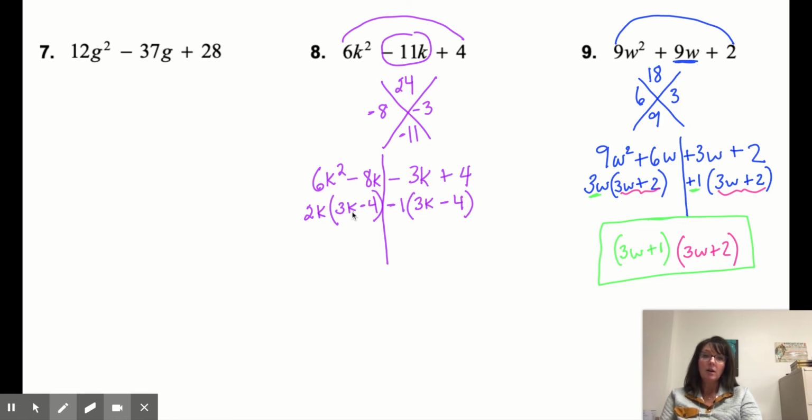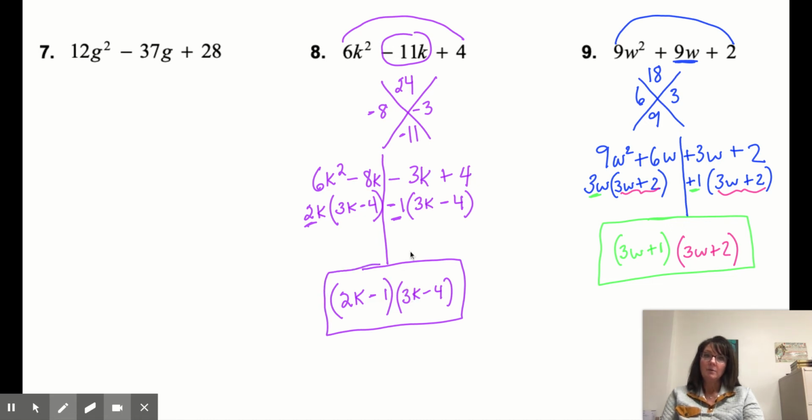All right, so now our common factor is the 3k minus 4. We know that that's going to be one of our factors, 3k minus 4. Our other factor comes from what we factored out, 2k and minus 1. And again, you can try these out. So 2k minus 1 and 3k minus 4. It does not matter which order these are in.